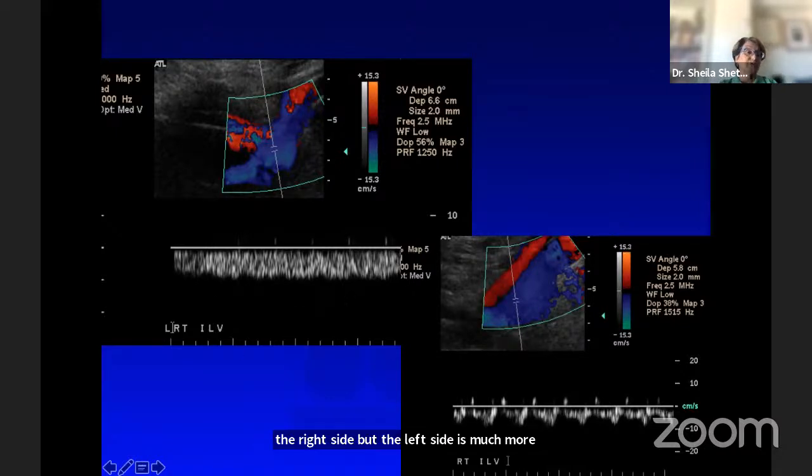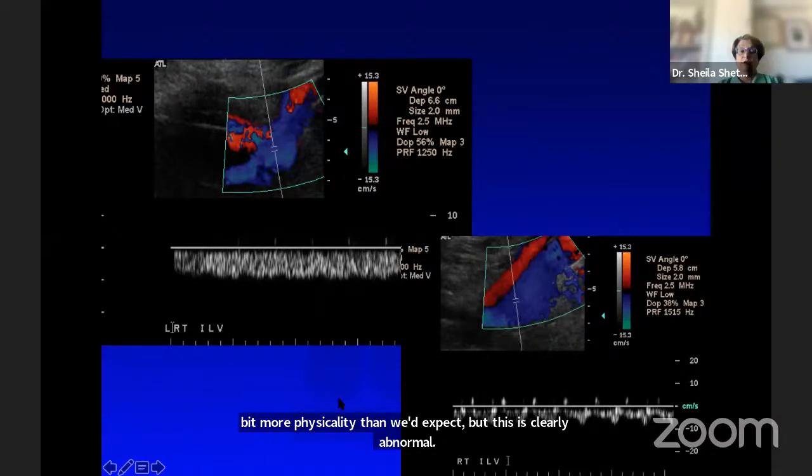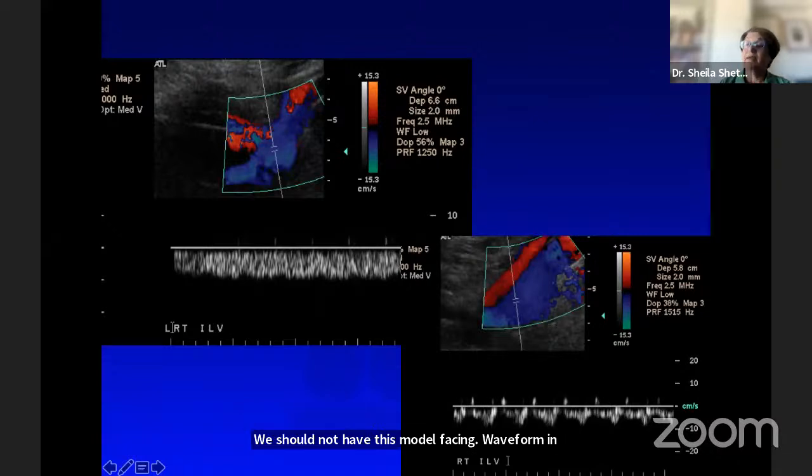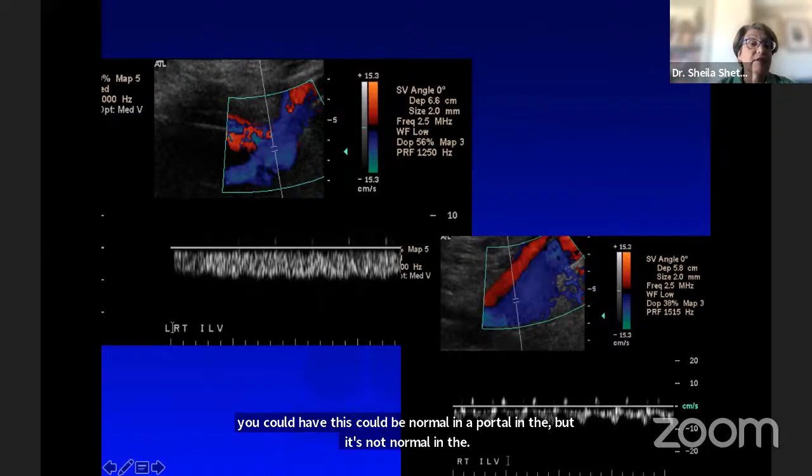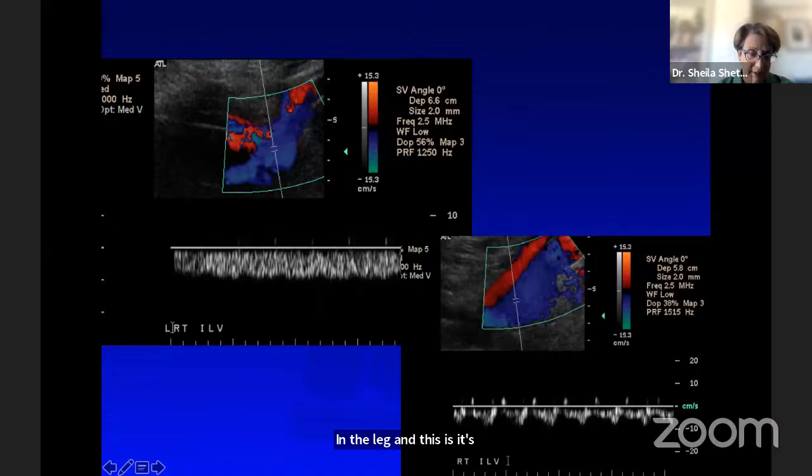So the first question you have to answer is which side is abnormal? In this case, maybe there's a little bit more phasicity than we'd expect, but this is clearly abnormal. We should not have this monophasic waveform in the legs, in the veins of the lower extremity. You could have this be normal in a portal vein in the liver, but it's not normal in the leg. And it's mislabeled. It's clearly the left iliac vein.